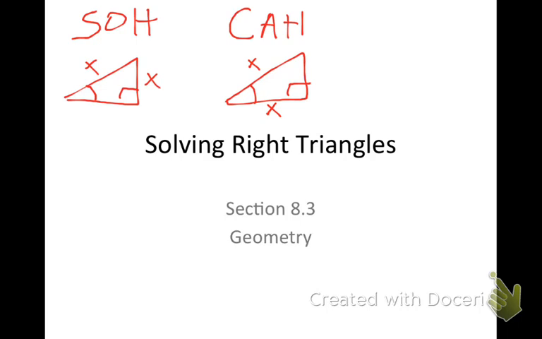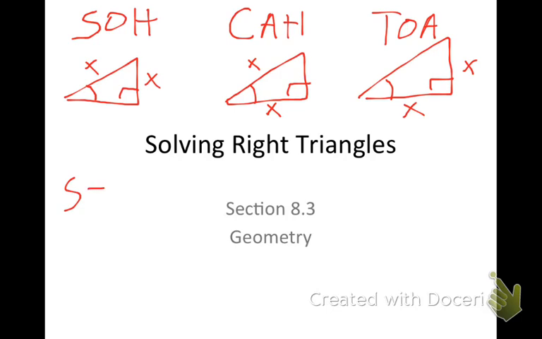And then we have our tangent, our TOA. Tangent for our right triangle is used when I have the opposite and adjacent. So there we have SOHCAHTOA. And again, on top of all your papers when we're doing this, it'd probably be very helpful to write that down. Sine equals opposite over hypotenuse. Cosine equals adjacent over hypotenuse. And tangent equals opposite over adjacent.